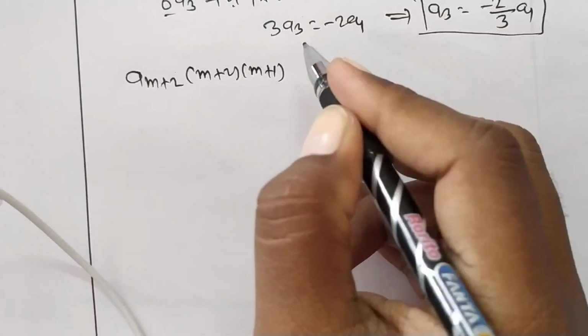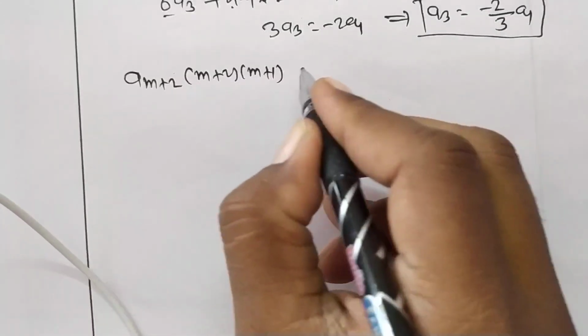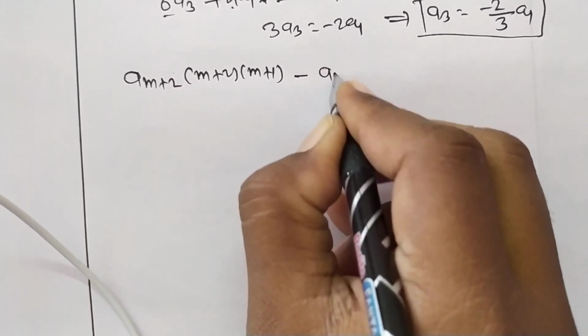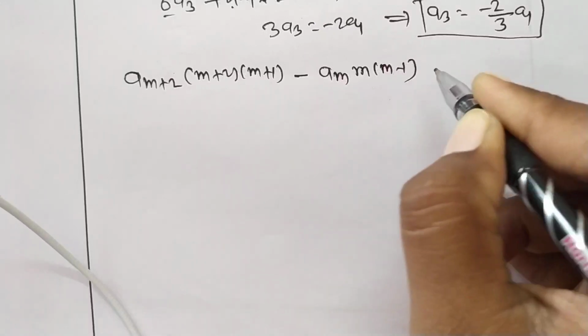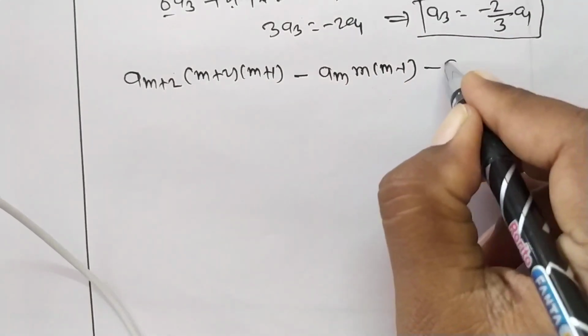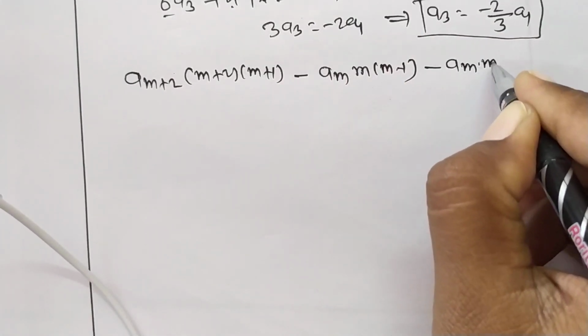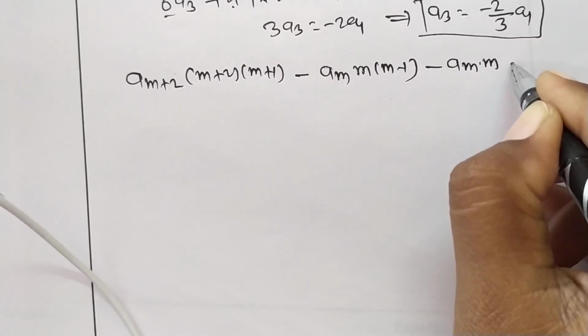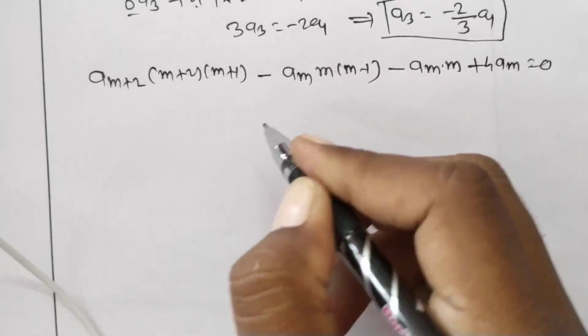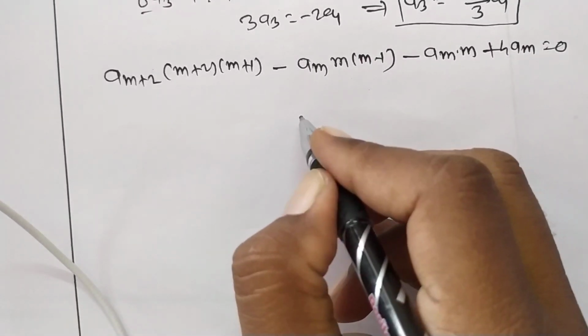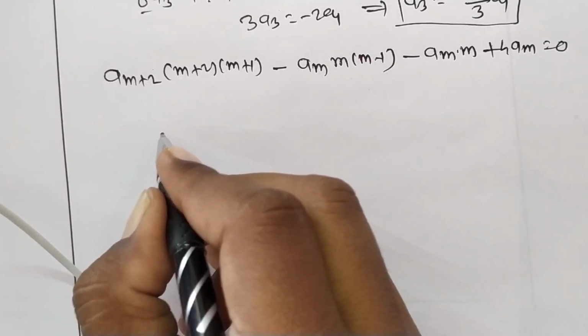This is the coefficient of x raised to m from the first series. From the second series, minus a_m into m into m minus 1. Then from the third series, minus a_m into m, and from the fourth series plus 4a_m equal to 0. Using this we have to find the recurrence relation. So how do we write the recurrence relation here?